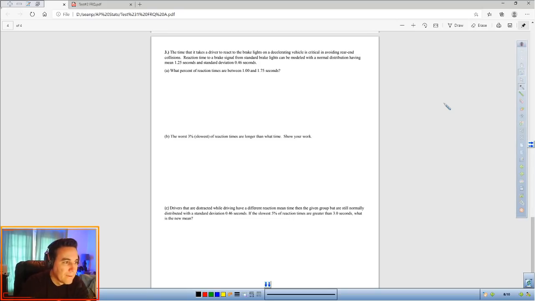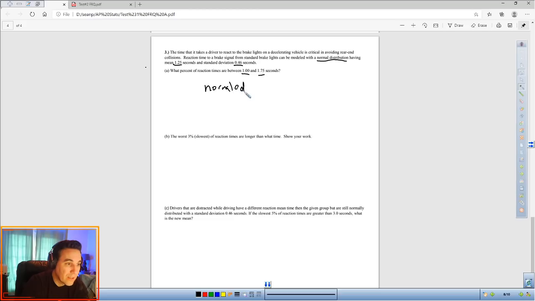The time it takes a driver to react to the brake tail lights on a decelerating vehicle. So the mean is 1.25, the standard deviation is 0.46, and it's a normal distribution. Okay. What percent of reaction times are between 1 and 1.75? So this is exactly what I would write on my test.